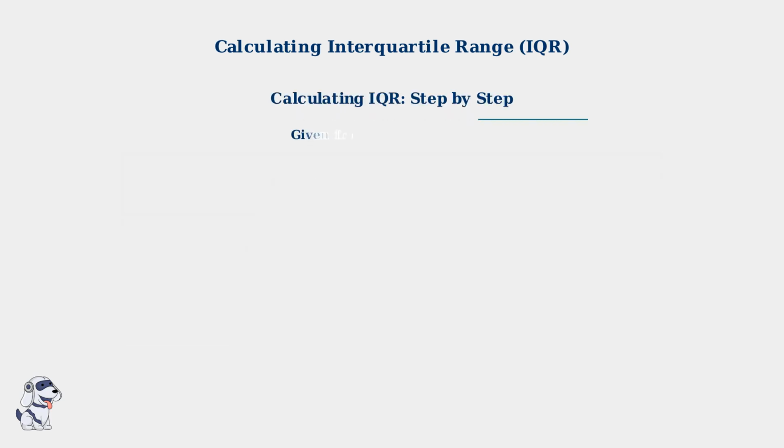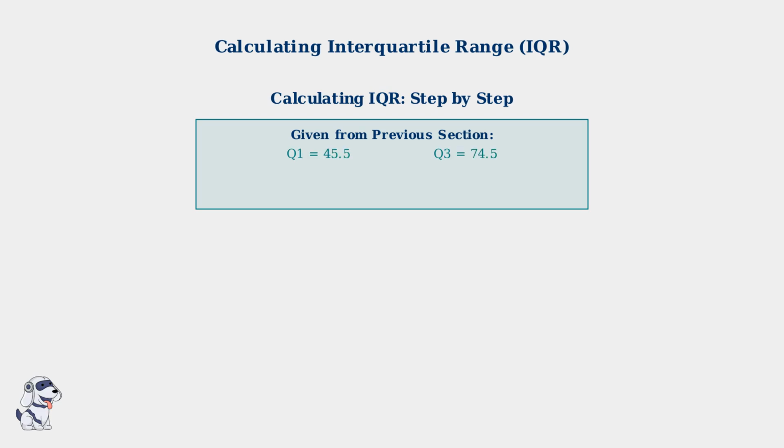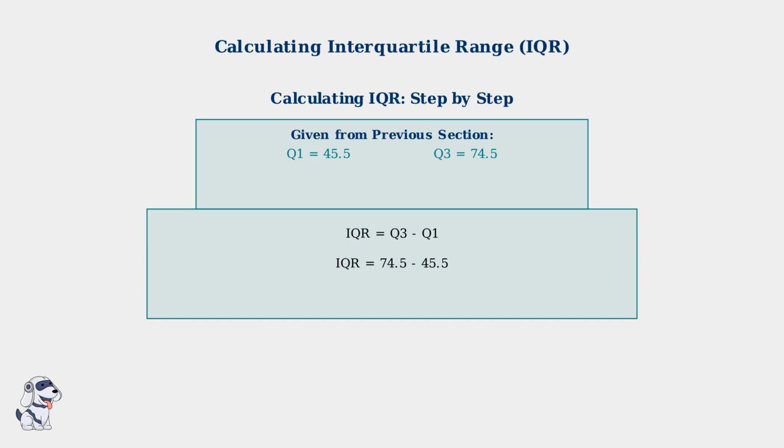Now let's calculate the IQR using the quartile values we determined in the previous section. We found that Q1 equals 45.5 and Q3 equals 74.5. Using the IQR formula, we substitute our values. IQR equals Q3 minus Q1, which gives us 74.5 minus 45.5. Performing this calculation, we get an IQR of 29.0. This means that the middle 50% of our data spans a range of 29 units.